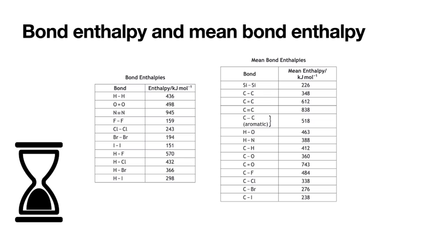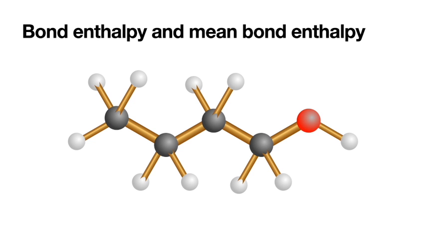All the bonds in the table of bond enthalpies are in complete molecules, whereas all the bonds in the table on the right could be part of a number of molecules. Let's explain this in a bit more detail, and we'll use butanol as an example. Butanol has 3 carbon-carbon single bonds, 1, 2, and 3. However, they are all slightly different.